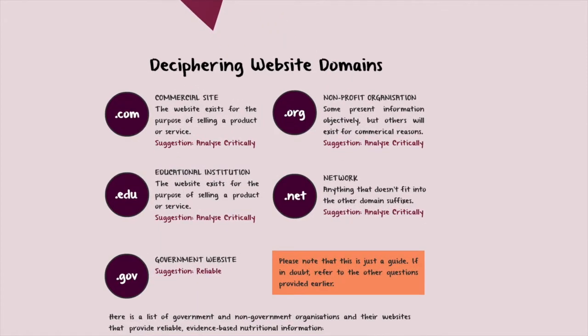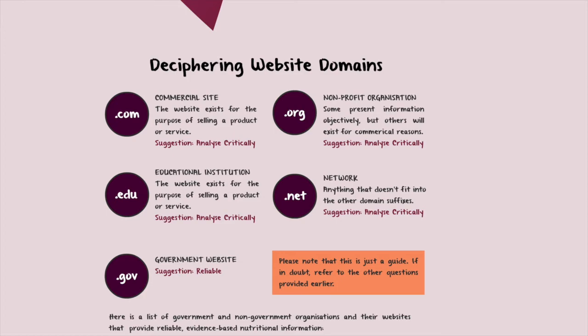As mentioned above, the website domain can provide insight as to who has written the article and therefore how reliable it is. For example, .com indicates that it is a commercial site, which means that the website exists for the purpose of selling a product or service. As businesses are likely to portray the product or service in a positive light rather than remaining objective, it is important to analyse the information being provided critically.